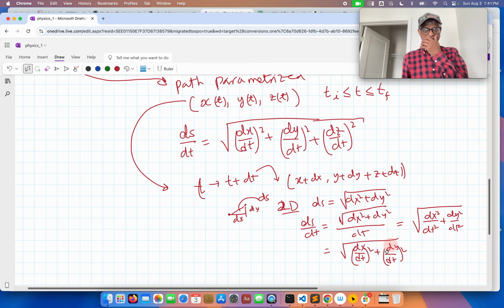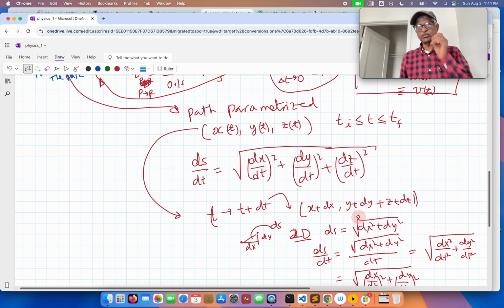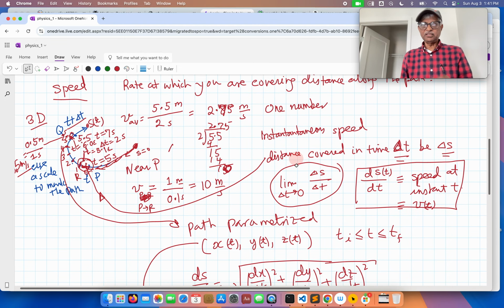This is one way to think about it. If you're comfortable with that, no problem. If you're not comfortable, that's okay too. Right now, it's not very important for us. But the idea that speed would be along the path is the most important thing.